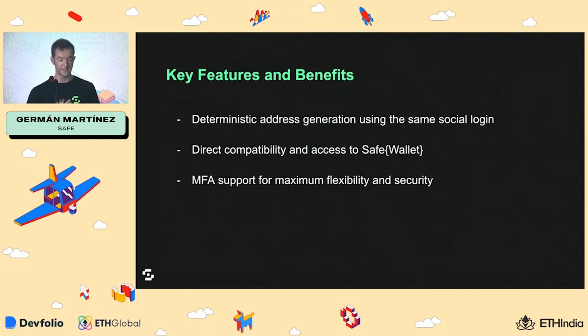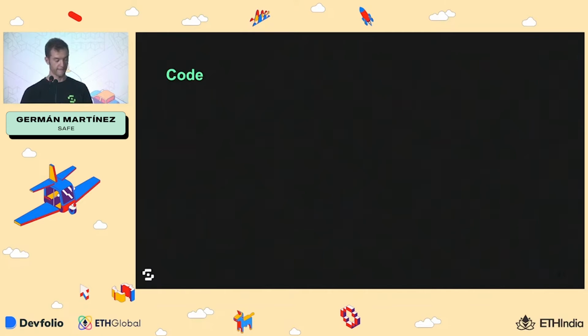Also, SafeAuth supports multi-factor authentication, and it's flexible because it allows developers to choose which methods they want to use, like SMS OTP or an authentication app or whatever. And also, SafeAuth is built on Safe, meaning that it is future-proofed and modular, as you don't need to deploy a new safe if a new functionality comes to the market. You can just enable that new module or whatever. So let's see some code on how to use SafeAuth.